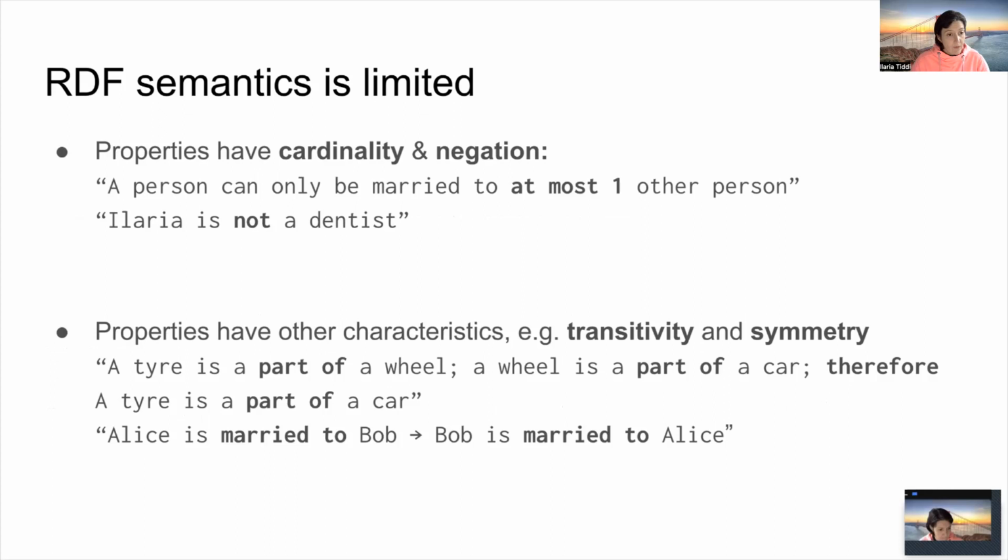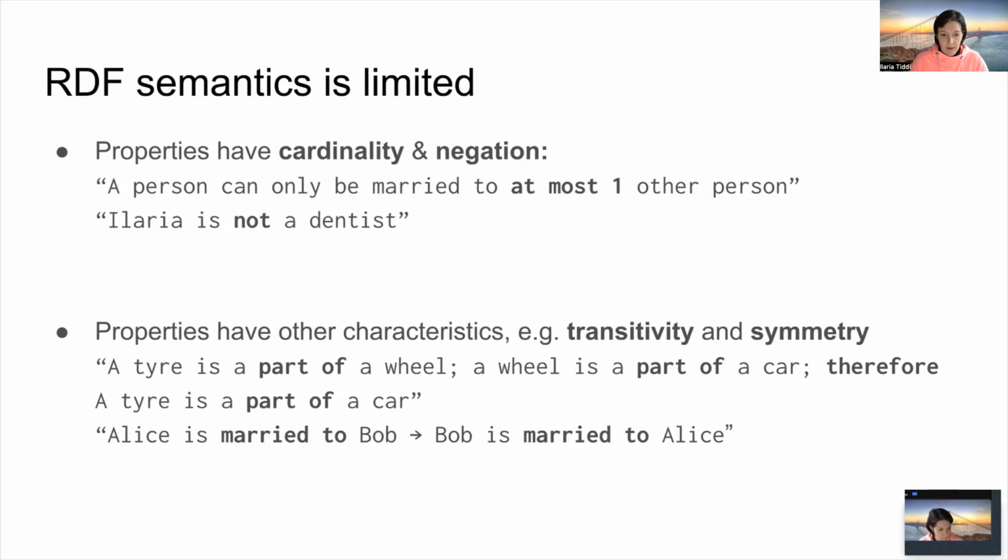Imagine also properties that in the real world have certain cardinalities or that include negations. So a person can only be married to one other person maximum. Or maybe Ilaria is not a dentist. So these are typical restrictions that properties in the real world have, and we might want to express in an ontology.